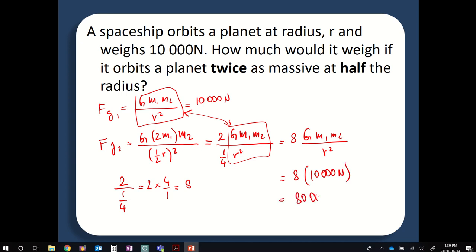and we'll get 80,000 newtons, which means that if you're closer to the planet and the planet is much heavier, twice the mass, of course the force is going to be much bigger. In this case, we end up with 8 times the value. Okay, so notice these last two questions, they require some logic, right? Not just plugging in numbers. So make sure you read the questions carefully.